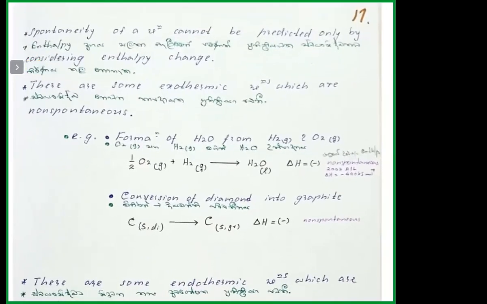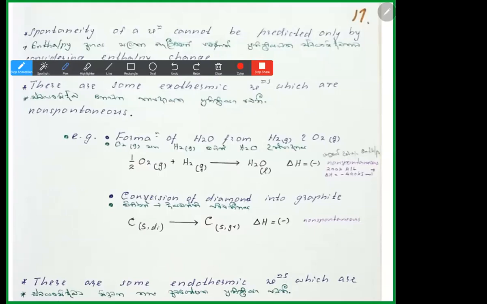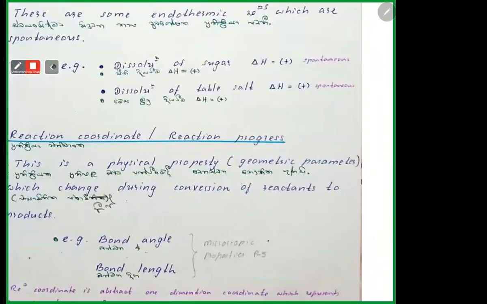Here I'm explaining that spontaneity and enthalpy do not have a direct relationship unless entropy is known. Usually, exothermic reactions can be spontaneous, but see, these two reactions are exothermic, but both are non-spontaneous. So it does not always go like that.